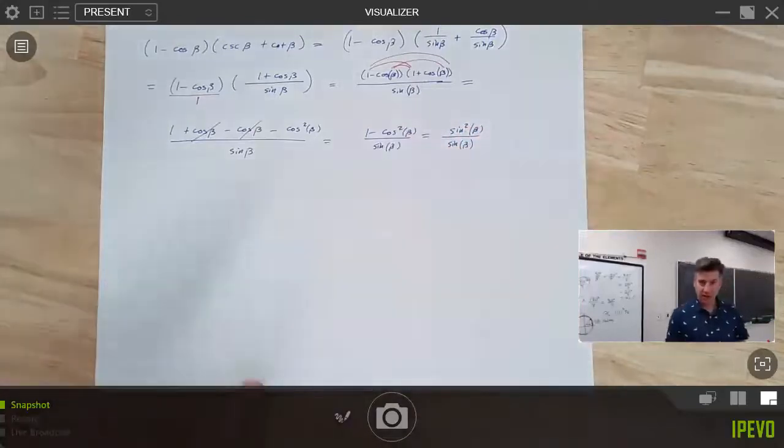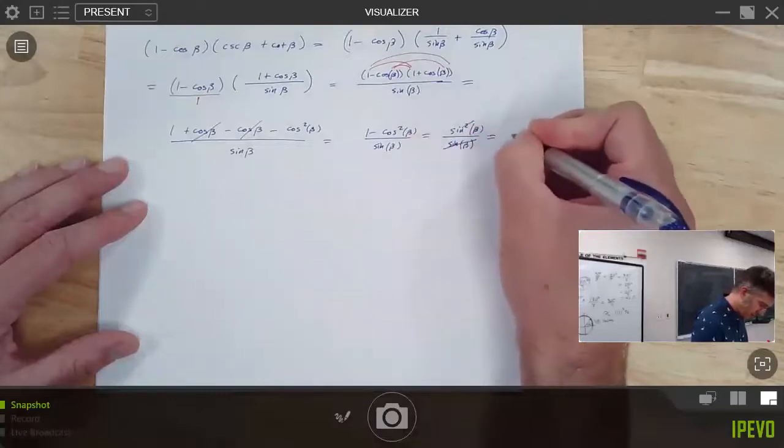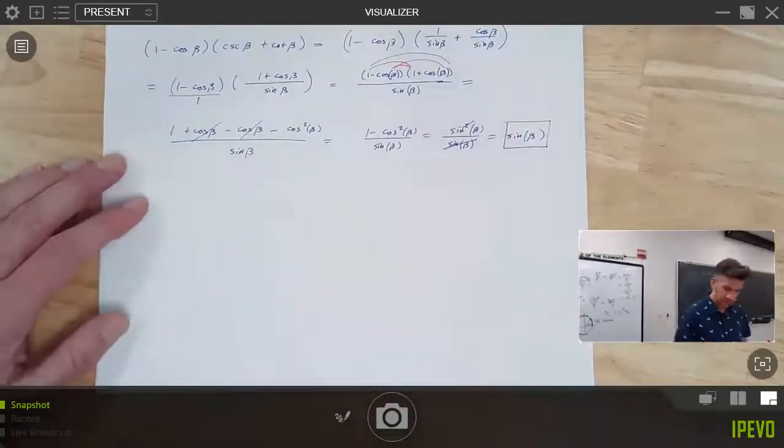Sometimes people leave out the "of," right? It's sine of beta, but sometimes we just say sine beta. And then one of those cancel. So it's just equal to sine of beta. And that's it. That's as simple as it gets.